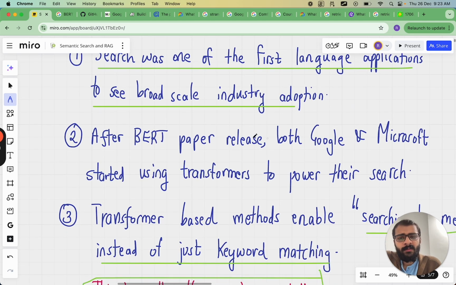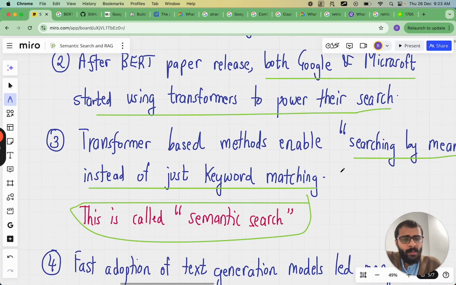And after the BERT paper was released, the paper which I just showed you right now, both Google and Microsoft started using transformers to power their search. So, we told you about Google search right now, right? But even Microsoft Bing actually still uses transformers in their search.